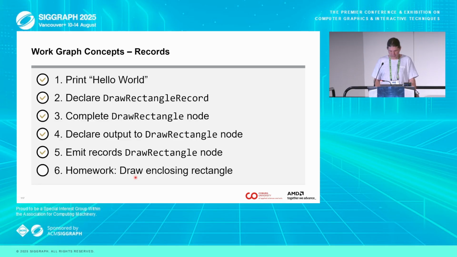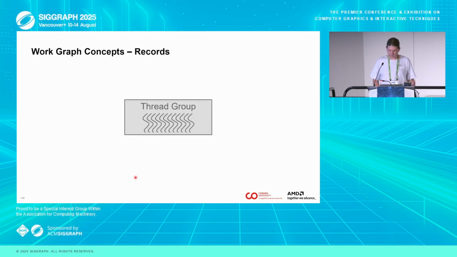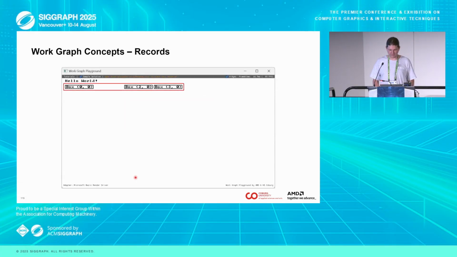And what I'm not showing you, but I think you can do as a homework, is drawing an enclosing rectangle around all these boxes. There you have to remember that we already talked about this early on, that we have multiple threads in our thread group, and you can send either one work item to the receiving node per thread, or one for the entire thread group. And this is something you need to use in the last assignment, and I think you should all be able to do this with a little bit of patience.